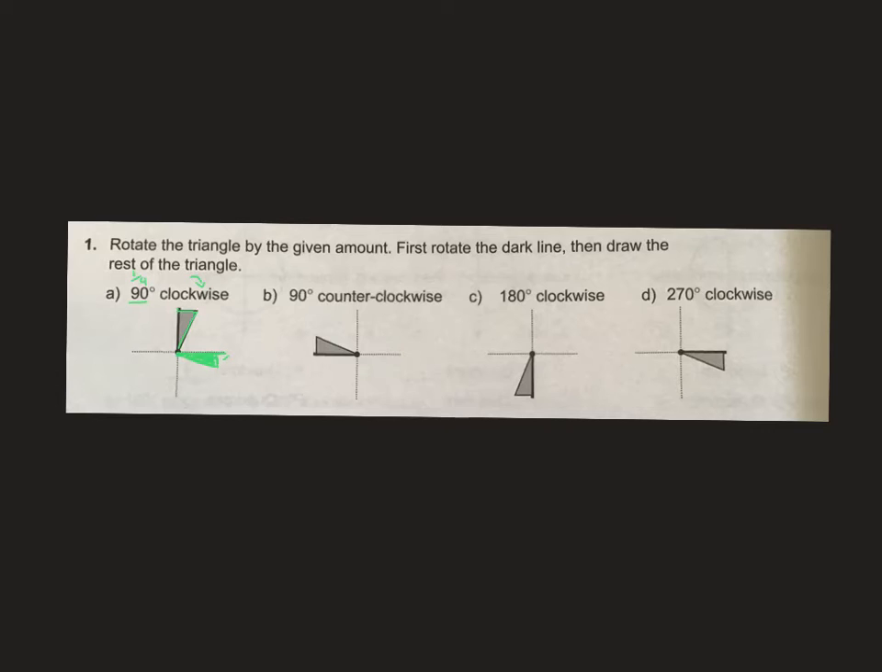So remember, our questions are, if it's 90 degrees, that's going to be a quarter turn. 180 degrees will be half a turn, and 270 degrees will be 3/4. And then clockwise will fall down to the right like a clock, and counterclockwise is going to go backwards on the circle to the left. So those are the two things to keep in mind.